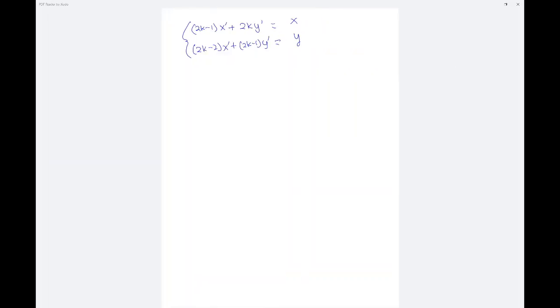So here we'll actually get a linear combination of x and y. And what is that going to equal? If we actually solve this, gonna subtract the two equations. X prime plus y prime equals x minus y. So 2k minus 1 times that tells us 2k minus 1 x prime plus 2k minus 1 y prime equals 2k minus 1 x minus 2k minus 1 y. So subtract it from the first equation above. What do we get?